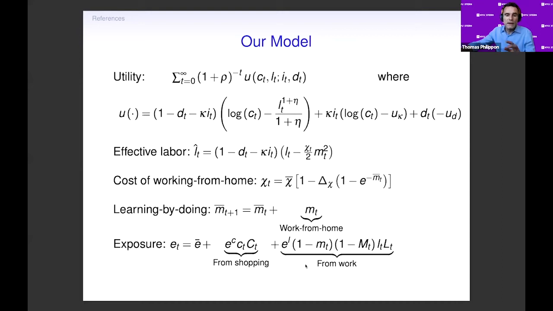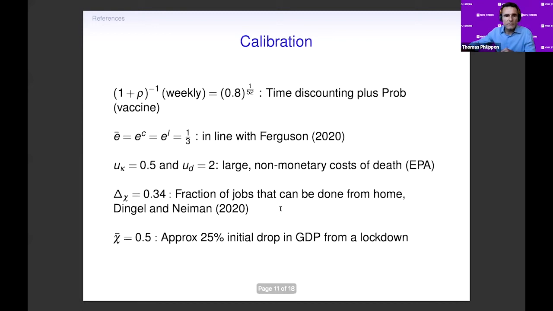And then working is mitigated if you work from home. So M is the mitigation from working from home. And that's it. And the learning by doing we model in the standard way, which is the productivity loss when you work from home goes down when you practice. Okay, so the math is relatively straightforward, and then we can simulate the solution of the model.